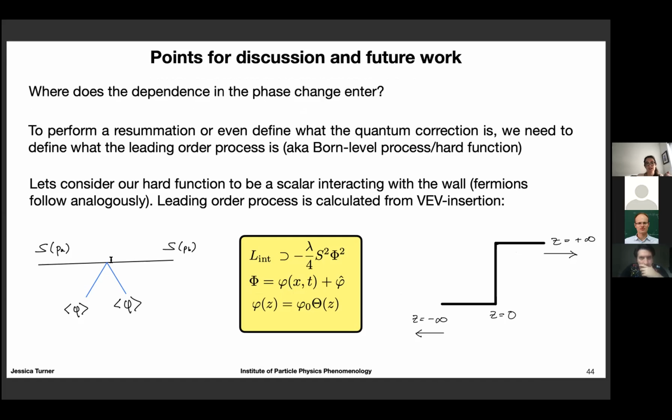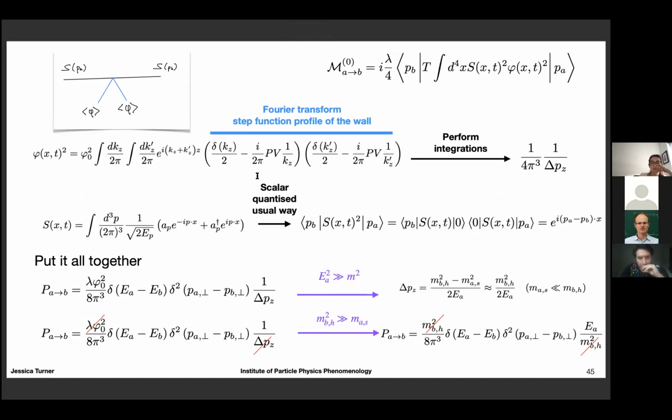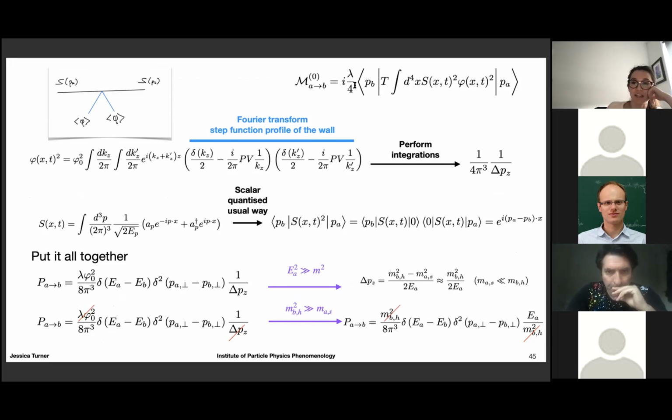So a particle can interact with the wall, have large virtuality, and begin to shower. So what we did is we performed a Vev insertion. Essentially, we calculate this 0 order A to B matrix element, which is just shown here. S is whatever scalar we're interested in, and phi is the wall. As I said, we assumed the wall was a step function. So if you Fourier transform a step function, and we obviously have to square that, we have the following form that goes into this leading order matrix element.